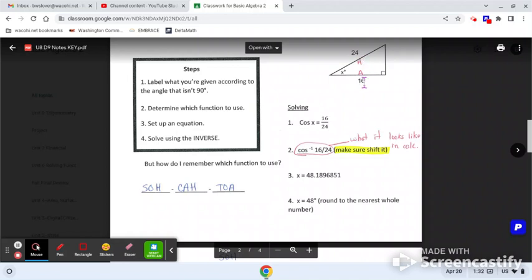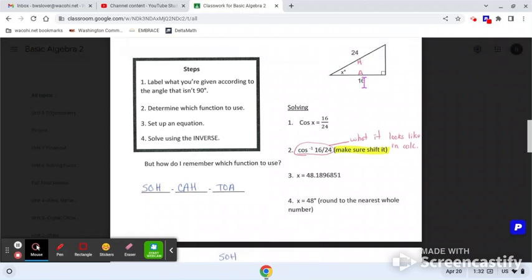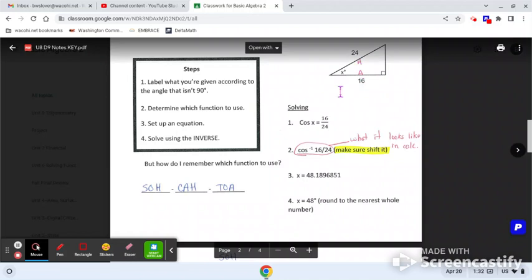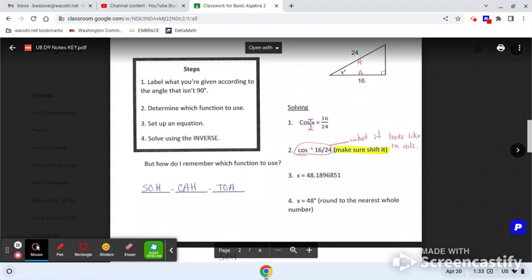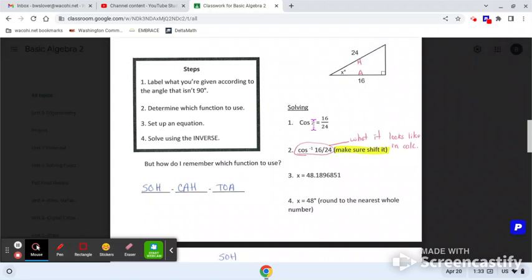And that makes this the adjacent because it's right next to it. So I have AH. Well, AH is my cosine function. So I have cosine of my angle, which is unknown, that's why the x is there, equals A over H, so 16 over 24.